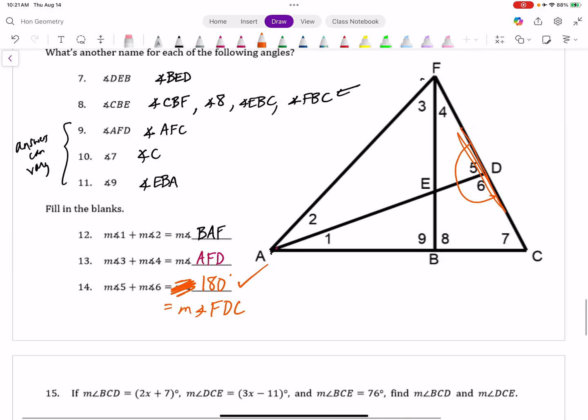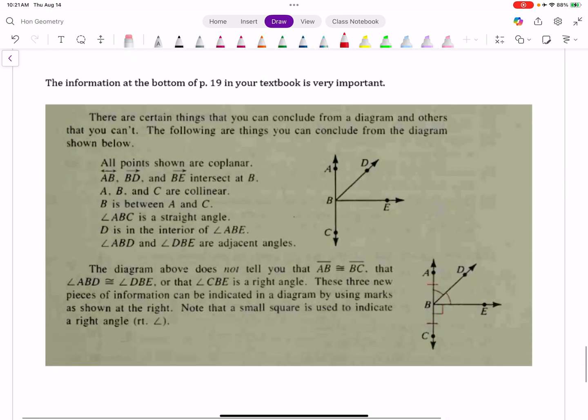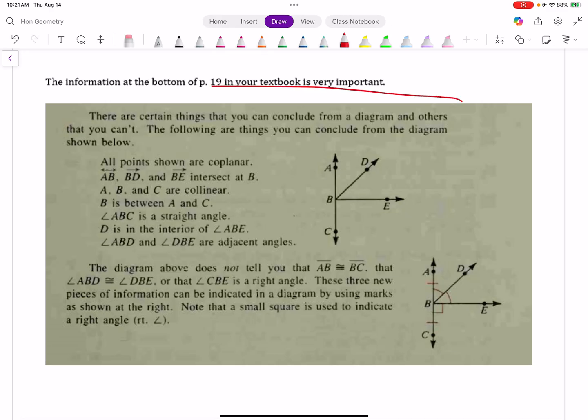Oh, and speaking of which, I'm going to go out of order right here because my guess is you might be going, well, how do you know that's 180 degrees? So I'm going to skip to the bottom and I'll come back. This is a little disclaimer on page 19 in the book, where anything in this textbook or any worksheet that I make you, here's the stuff that you can assume.